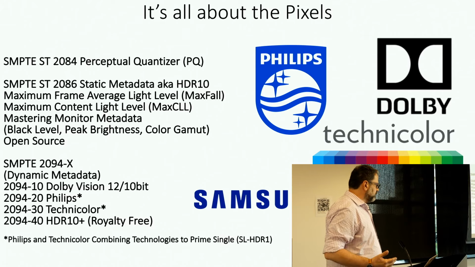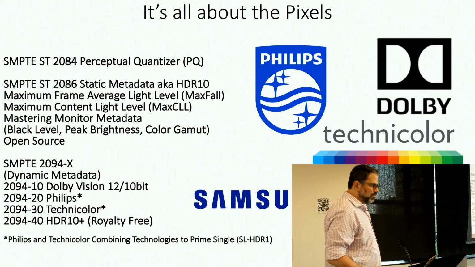So effectively what you have is, the first one that was published was how you do Dolby Vision with dynamic metadata. One thing to know as well is that all the other systems are 10-bit, right? Dolby Vision supports both 12-bit and 10-bit. So there's the one big distinction between all of them. 2094-20 used to be a Philips standard, and 2094-30 was a Technicolor standard, but they're merging them together into one single standard called SL-HDR.